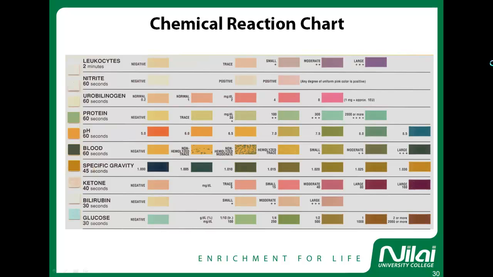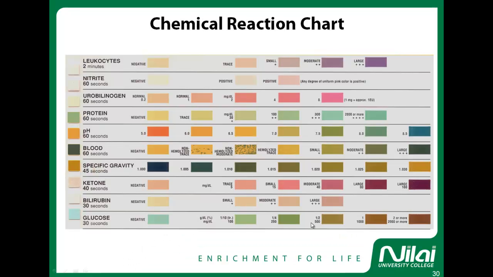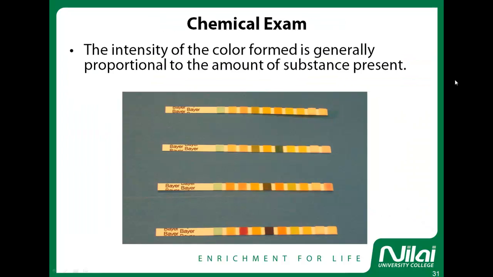So this is the chemical reaction chart. From here, you can see the layers of the image: nitrite, urobilinogen, protein, pH, blood, specific gravity, ketones, bilirubin, of course. This is our test compared to the control. The intensity of the color from the strip reading is proportional to the amount of substance present.